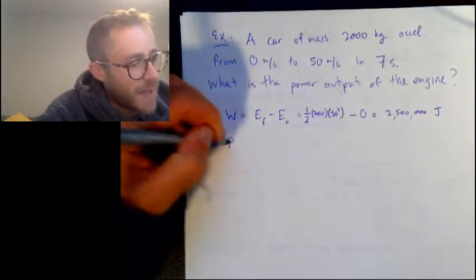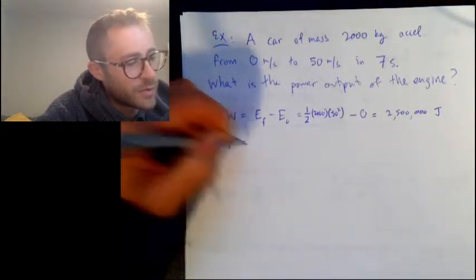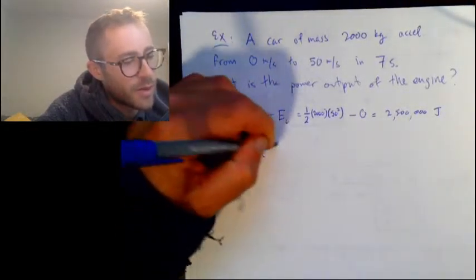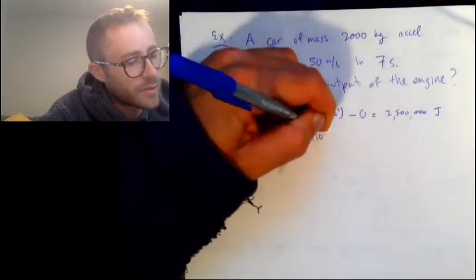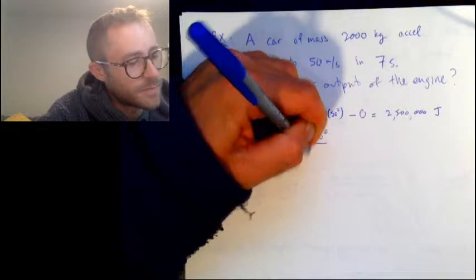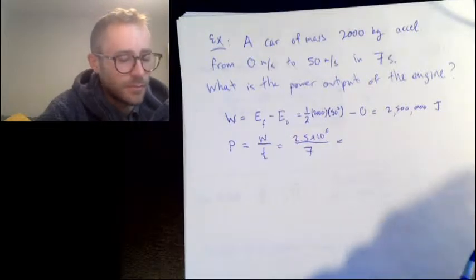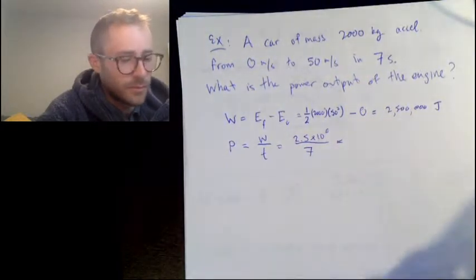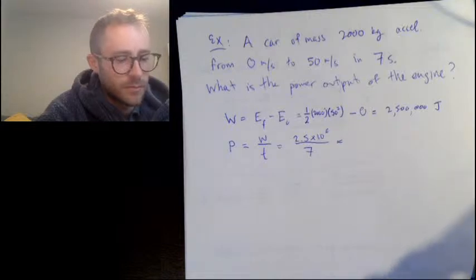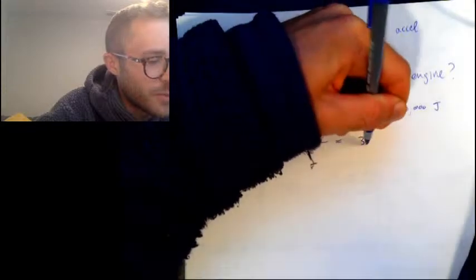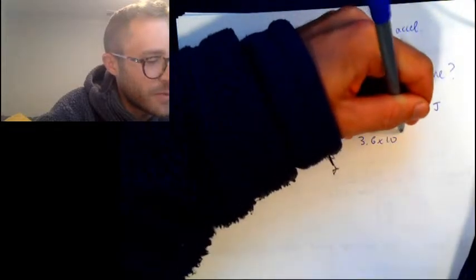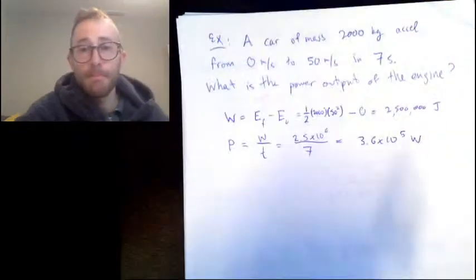Now, that happened over 7 seconds. So the power is work divided by time. 2.5 times 10 to the 6th divided by 7. So that's a power output of 3.6 times 10 to the 5th watts.